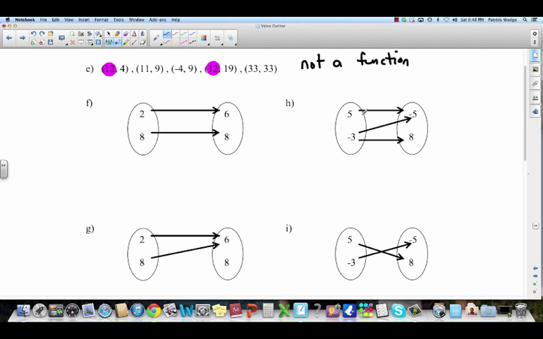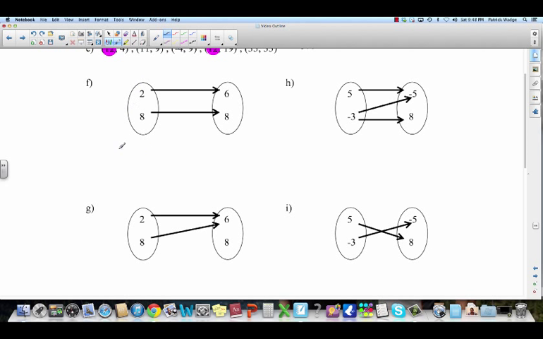Okay, this is called mapping. When you draw it like this, it's called a mapping. So again, is this a function, one-to-one function, or neither? Well, we've got a domain. The left side's the domain here, and the output's the range. We've got a domain of 2 and 8, and it goes to 6 and 8. And if you look, there's a single input of 2 that goes to an output of 6, a single value of 8 that goes to an output of 8. Yeah, this is a one-to-one function.